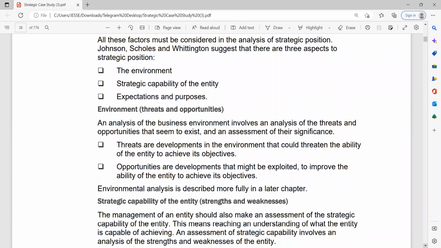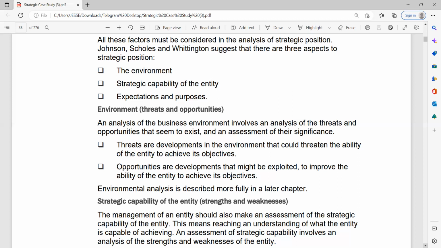Number two is the strategic capability of the entity. What are the capabilities of the entity? So number one is the environment. Number two is the capabilities of the entity, which means, what does the organization do very well? Then you have expectations and purposes.